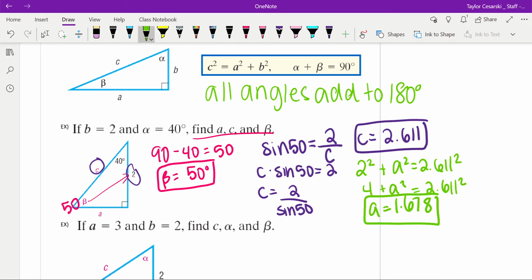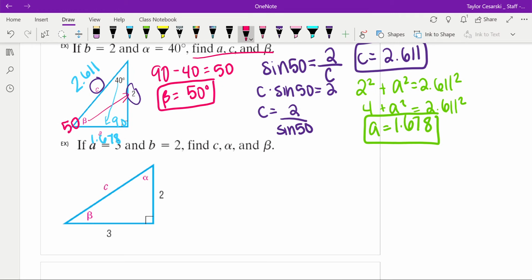Okay, and a way to kind of check yourself on these is that it should go kind of in order. And what I mean by that is this is 90 degrees. So I'm going to go ahead and label my sides. C is 2.611 and A we said is 1.678. So the biggest angle should be across from the biggest side. Okay, that checks out. And then the next biggest angle, which was 50, is the next biggest side. And then the smallest angle, which is 40, is across from the smallest side. So it should go in order there. Obviously you don't know the exact numbers, but if you have a super big angle across from the smallest side, that's a way you can check yourself that something went wrong.